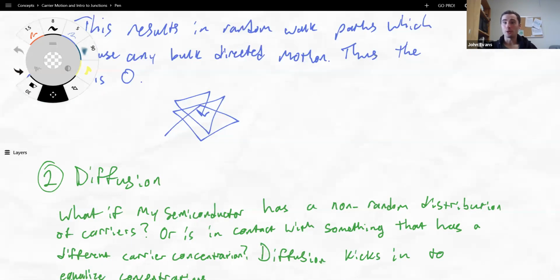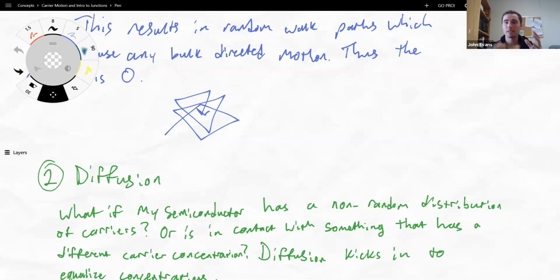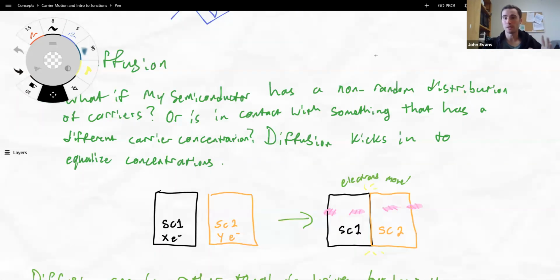So the next thing is diffusion. Now we're going to imagine we still have this semiconductor that's out in space, not being affected by anything. But now it's not going to have a random distribution of carriers. So there will be more electrons on one side than the other. Or maybe now our semiconductor is in contact with something else that has, say, a different carrier concentration. So maybe we bring it in contact with a solution or another semiconductor or something that has a different concentration of carriers. Well, that'll cause diffusion to happen.